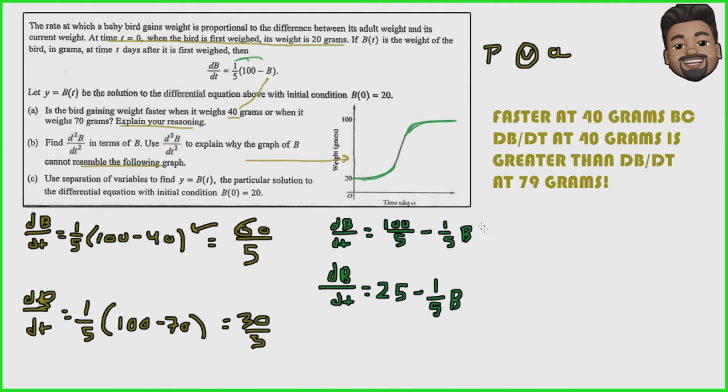I just put it as a single fraction. I don't want to do that with this over here. I usually like to take the derivative separate from our constant. So 100 divided by 5 is 25, and then we get this right here. So now let's go ahead and take our second derivative.